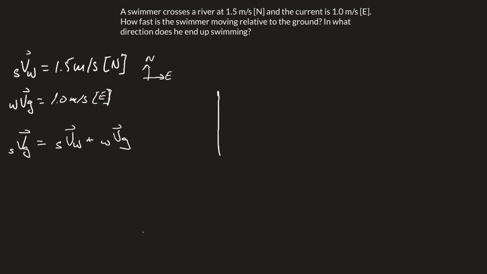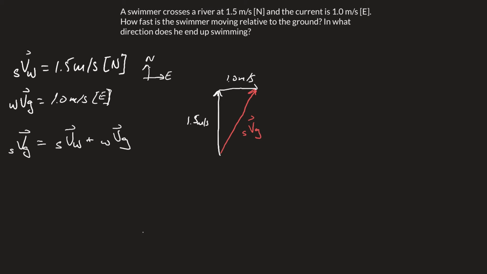So we have the first velocity here, that's 1.5 meters per second north. And then the next one is 1.0 meters per second east. So we have our resultant vector. It's going to look something like this. And that's what we're solving for here, right? This vector here is the velocity of the swimmer relative to the ground.